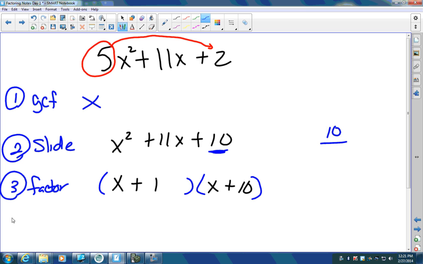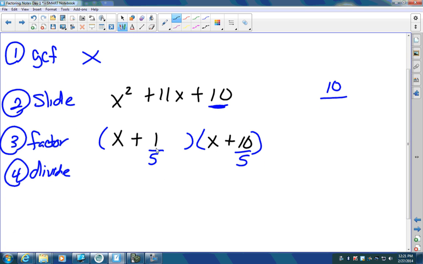The very last thing you do is divide. What number did we slide? The 5. We're going to divide all of that by 5. Now, does 1 divided by 5 work evenly? No, so that 5 is going to go here. 5x plus 1. Now, is 10 divided by 5 even? Yes, it's 2, so it's x plus 2. That's my answer.